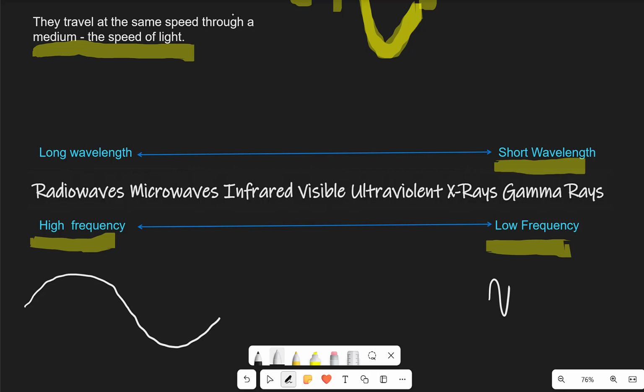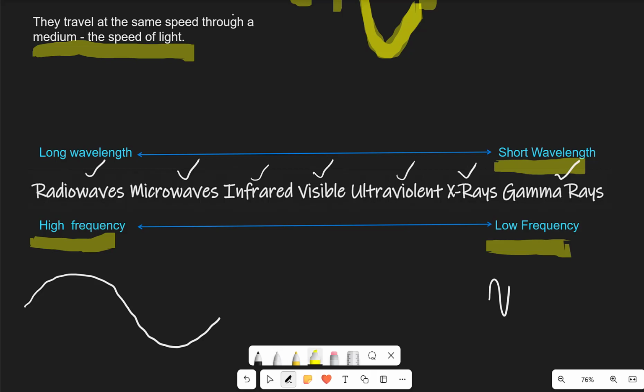The part of the electromagnetic spectrum with the longest wavelengths are radio waves. Straight after that we have microwaves, which are of the order of a few centimeters. Then we have infrared, visible light, ultraviolet, X-rays and gamma rays.